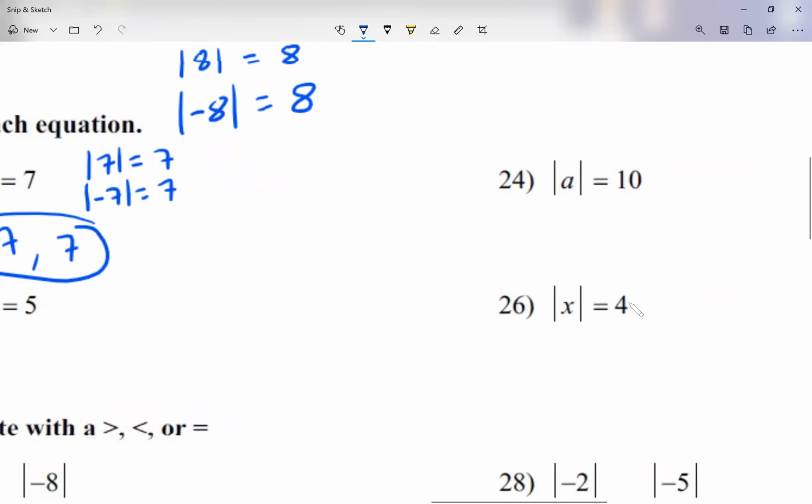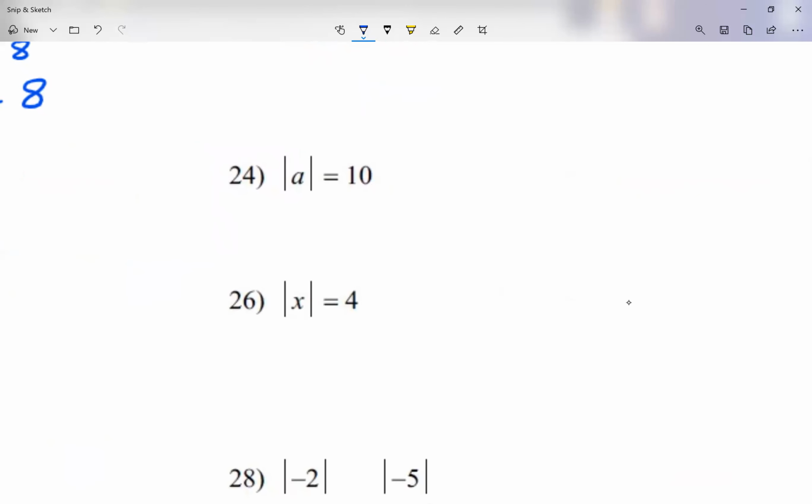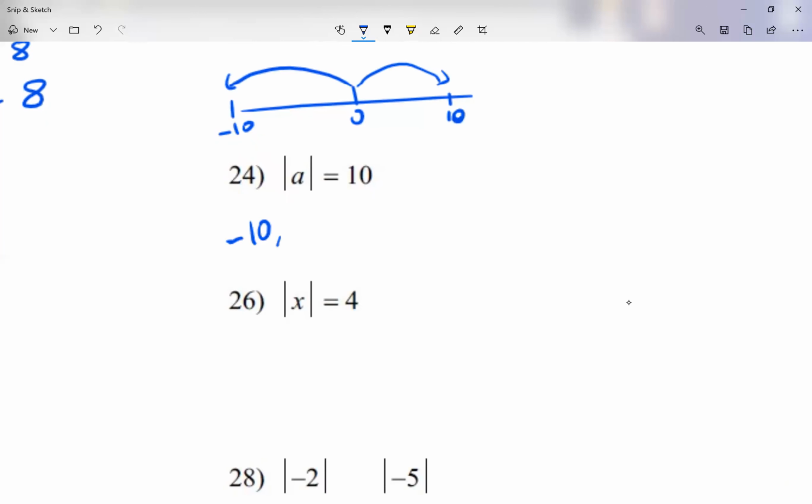Let's take a look at question number 24. Absolute value of A is 10. Okay, so again, thinking of the number line, here's 0. I could have gone 10 spaces to the right to get to +10, or I could have gone 10 spaces to the left to get to -10. So my A, my number to begin with, is either -10 or +10. Again, I'm going to include both answers.